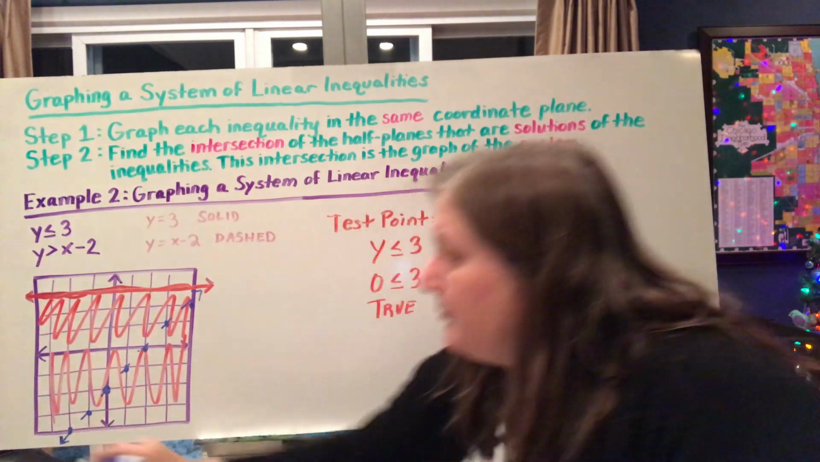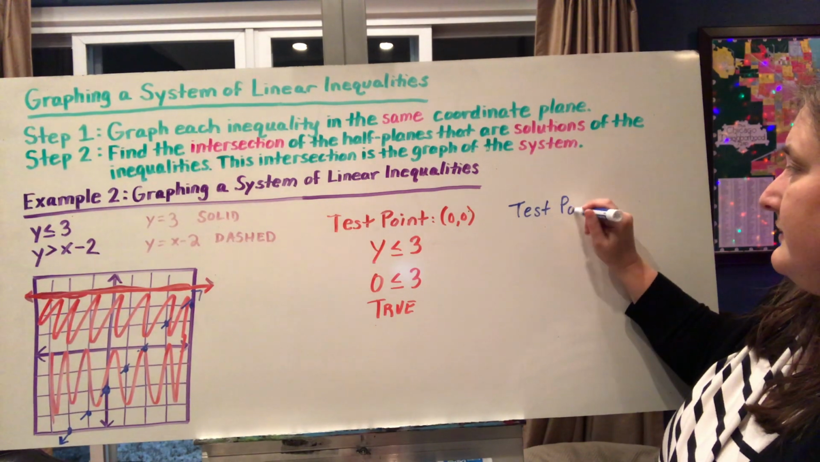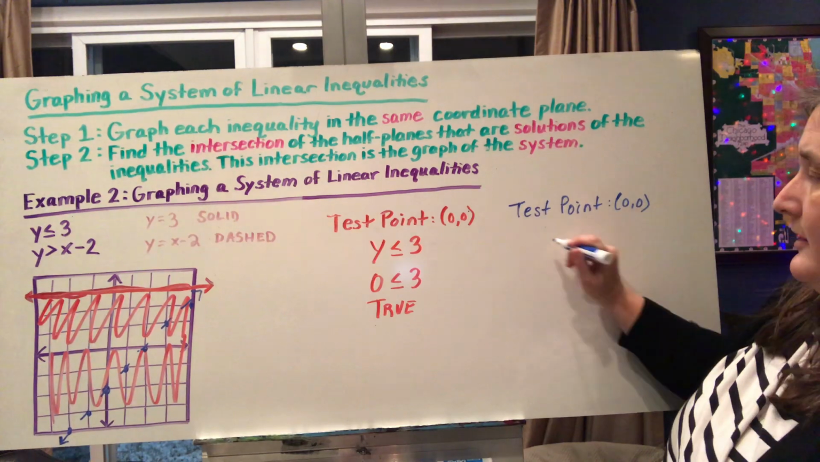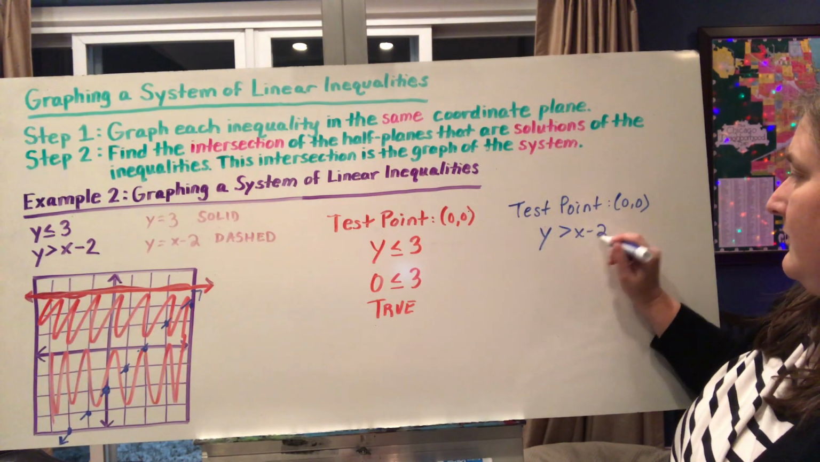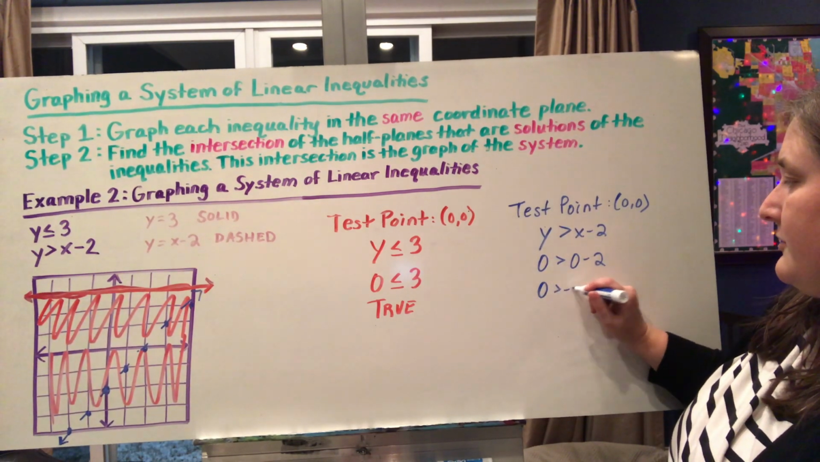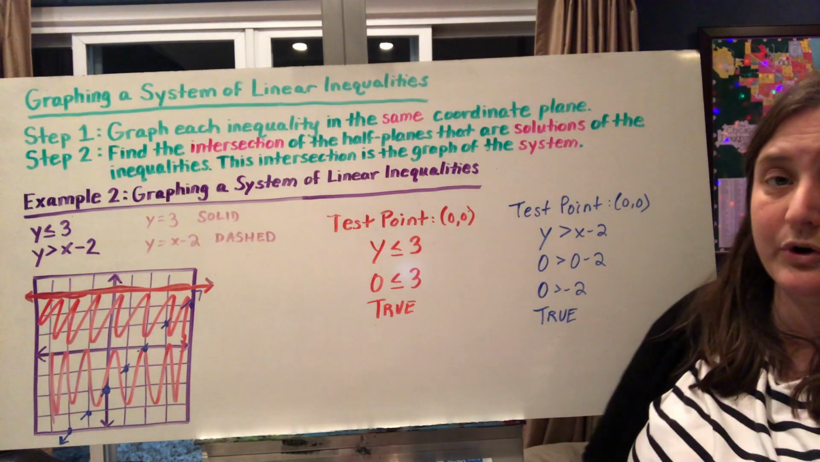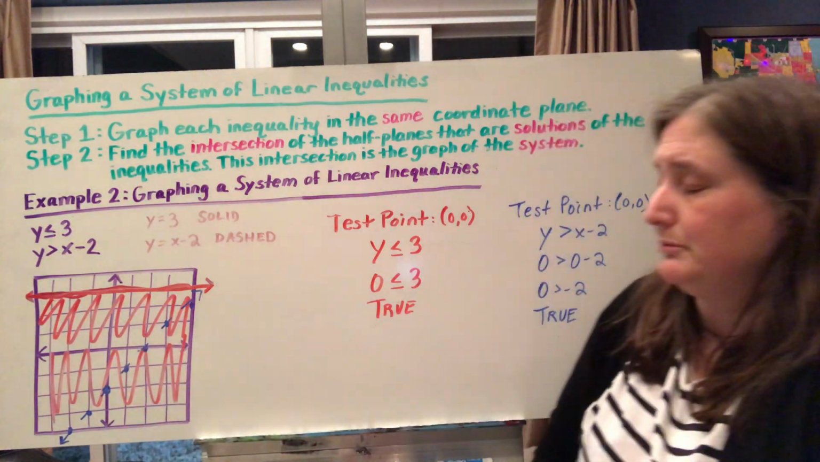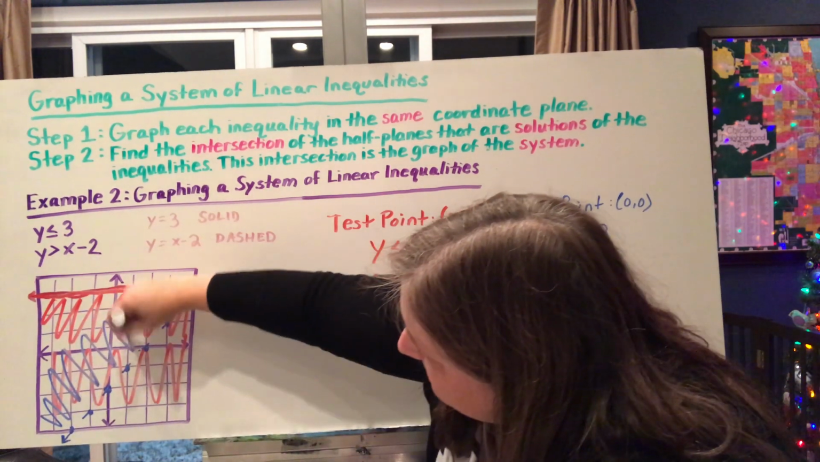And I also need a test point for this line. Once again, I'm going to pick (0, 0). So now I'm testing my inequality y is greater than x minus 2. I get 0 is greater than -2, which is true. So (0, 0) works as a solution for this line also. (0, 0) is above my blue dashed line, so everything here is going to be shaded.